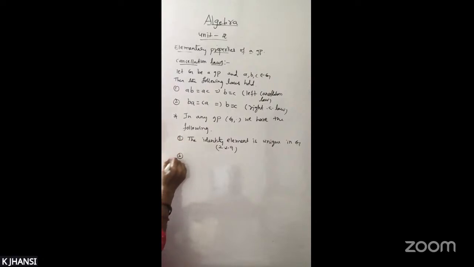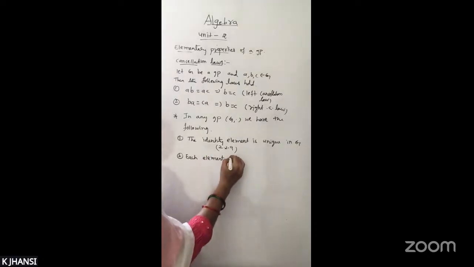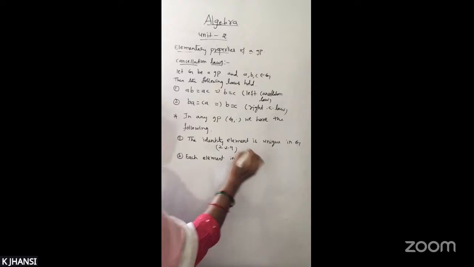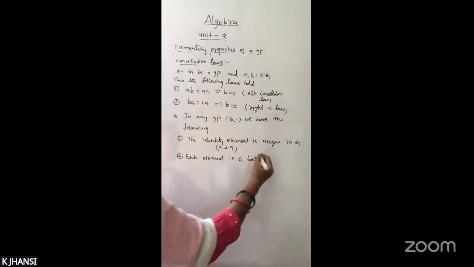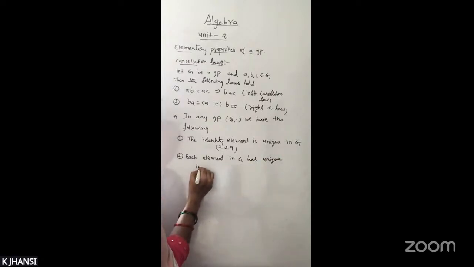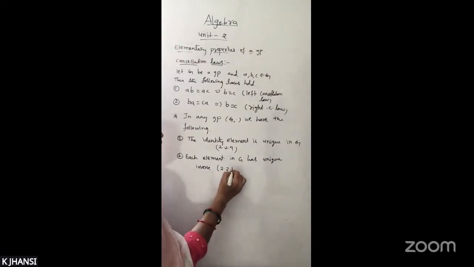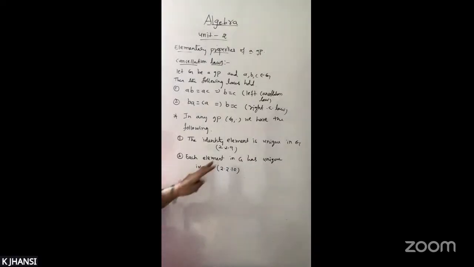Next one is each element in G has a unique inverse. This is 2.2.10. Okay. So the proof of this theorem and also the previous theorem you have in 2.2.9 and 2.2.10.